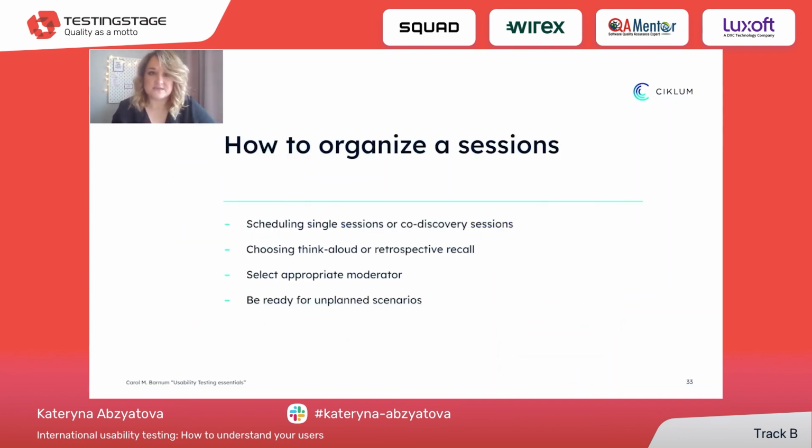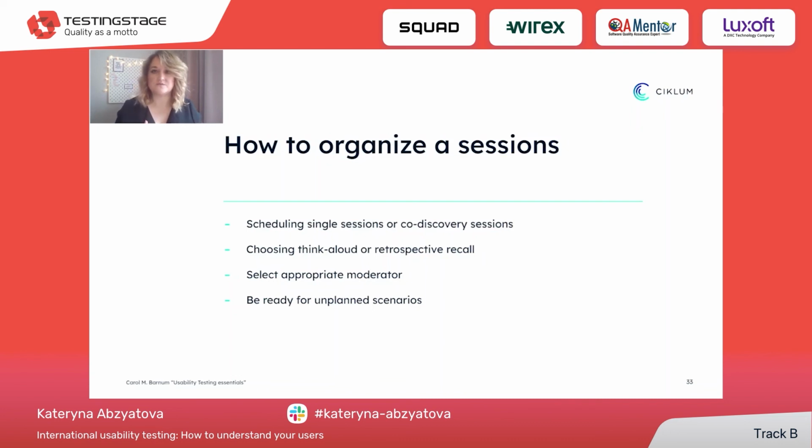And how to organize sessions, maybe last thoughts about it, also what can influence it. Sometimes you can ask not only one person for a usability review, you can do it with, for example, two people, because individual usability tests are more common in Europe and the USA, but sharing thoughts with a friend can be more comfortable for some Asian cultures. And also choosing think aloud or retrospective call.